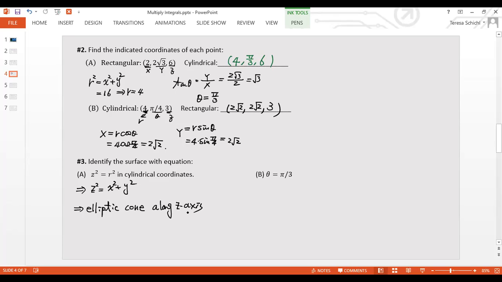Okay, now let's take a look at this one. It's theta equal to pi over 3, right? So what is this? If you take a look, this is my polar axis, right? This is y and this is z. So theta equal to pi over 3 means I swing from here to here, so this is pi over 3. I swing to here.